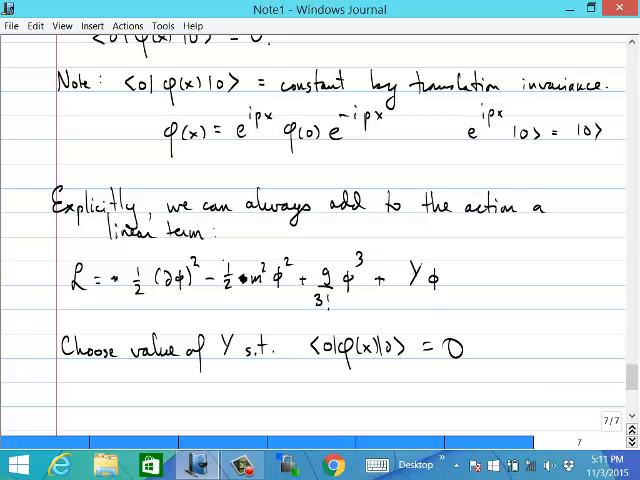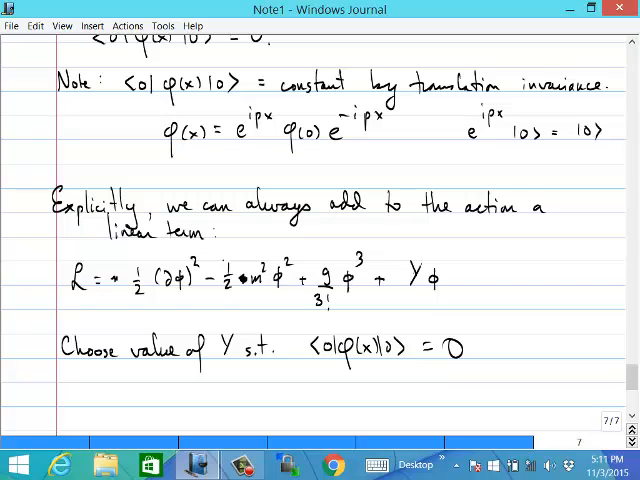So just to say that a slightly different way, let's imagine you had the theory with y equal to 0. So let's imagine you didn't have that linear term for a second. If you shifted phi by a constant, what would happen? Well, that m squared phi squared term would go to m squared phi squared plus a term linear in phi plus a constant. And so the constant term never matters, but this linear term that we're writing down here would matter.